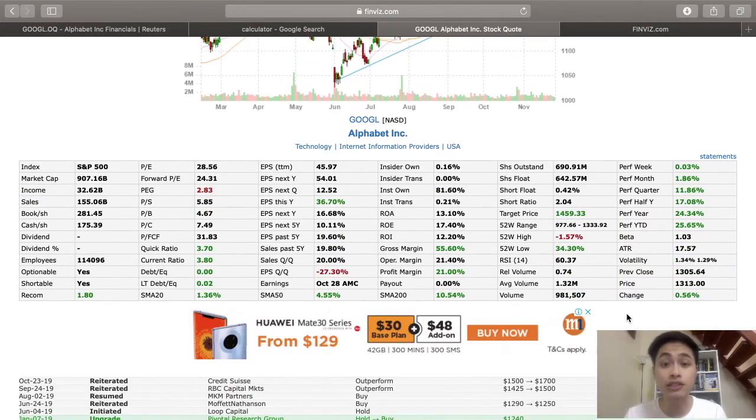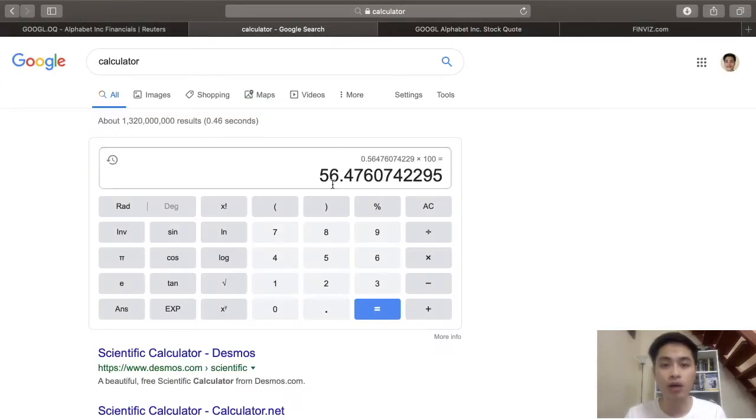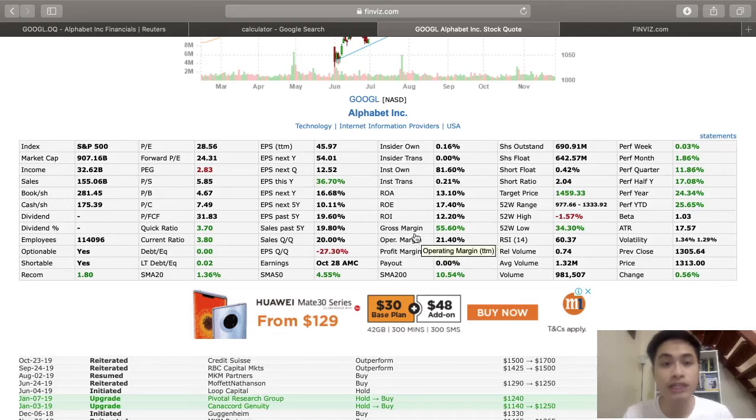So this is Google's financial data. As we can see, Google's gross profit margin is 55.6%, and what we calculated was 56.5%. So there's a slight difference, and again, there are a few reasons why there might be a difference. But the first reason that I can see is because, as you can see from the Finviz website, the gross profit margin in this case is for the trailing 12 months.